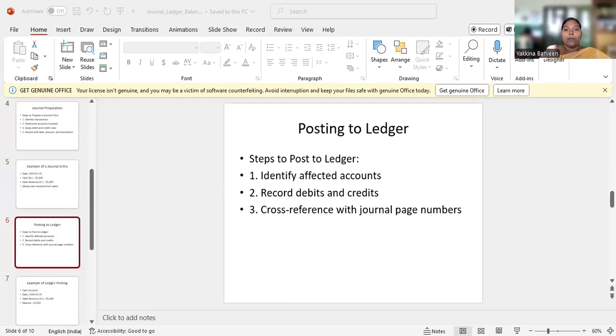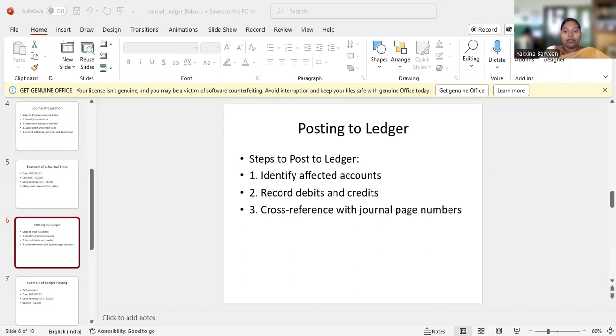Next, I'll teach you about posting to ledger. How do we have to post to the ledger? Posting is the process of transferring journal entries to individual ledger accounts for better tracking and summarization. For the first step, we have to identify the ledger accounts affected. Then determine which account should be updated. Then post the debit and credit amounts.